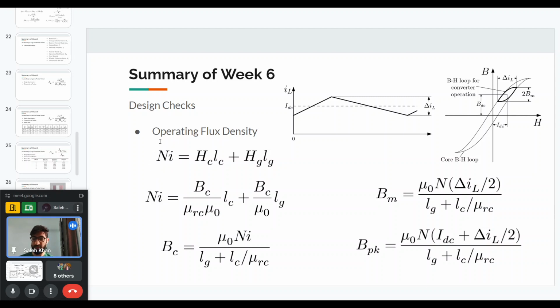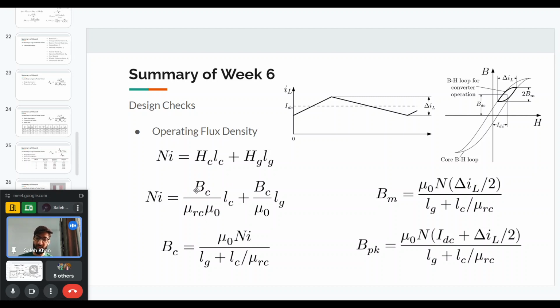So we start with basically the Ampere's law. The MMF Ni is equal to, in this case, we have a core material and the air gap. So we'll have these two terms here, the field intensity inside the core times the magnetic path length, plus the field intensity in the air gap times the length of the air gap. And then H is equal to B divided by mu, and then we can substitute here.